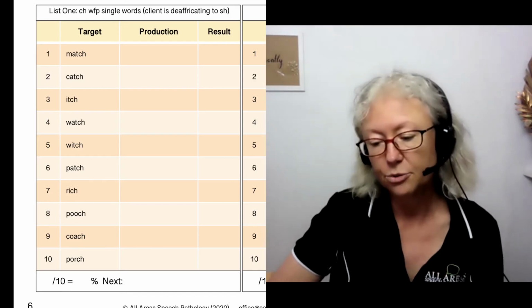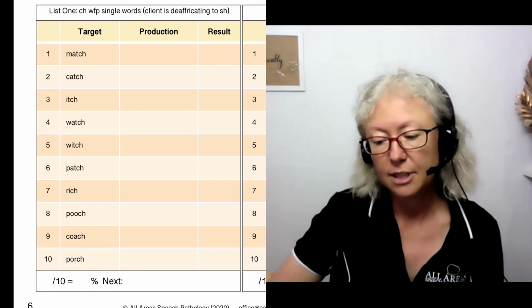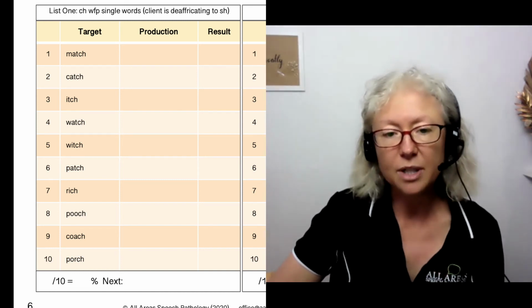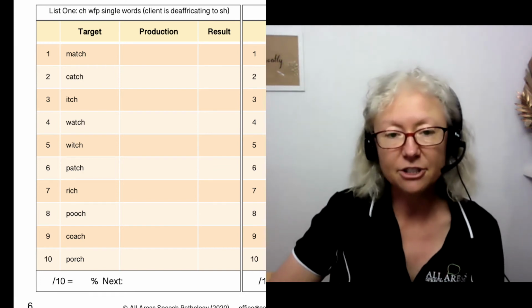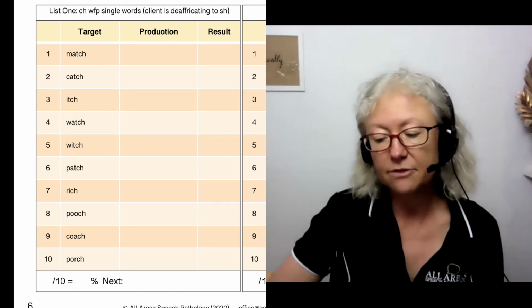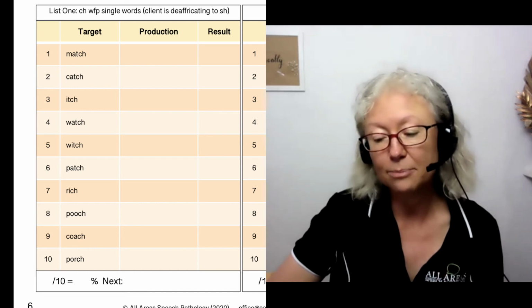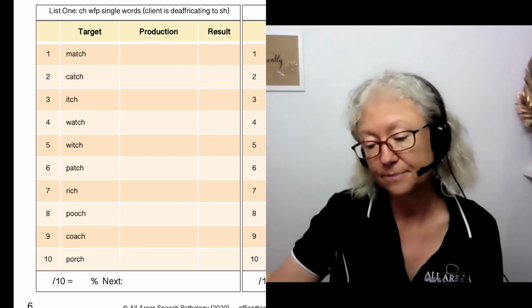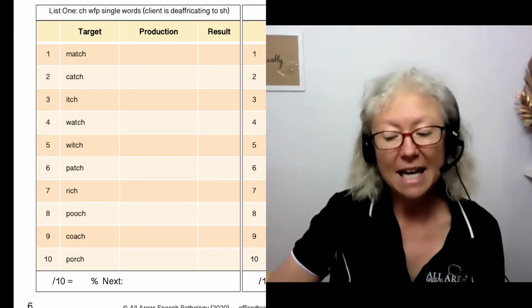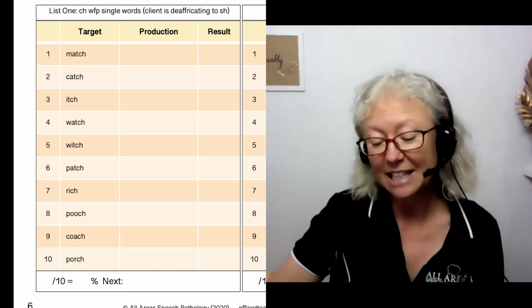Let's have a look now at list 1, which is directly underneath here. We want the client to be saying ch, which we write as ch, but they are changing it to a sh, which is a fricative. They've gone from the affricate ch to the fricative sh. We call that de-affrication because one part of the affricate is missing. De-affrication. The first word is match. We want to see what the client actually said.